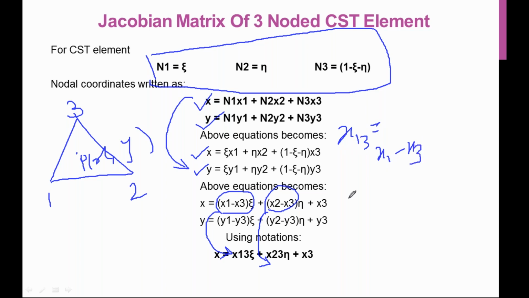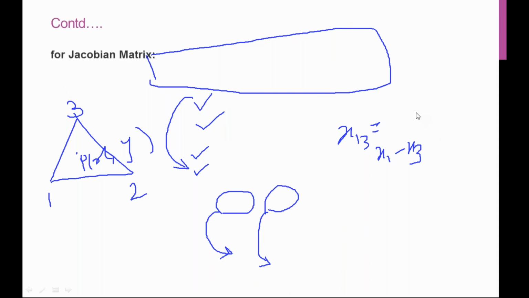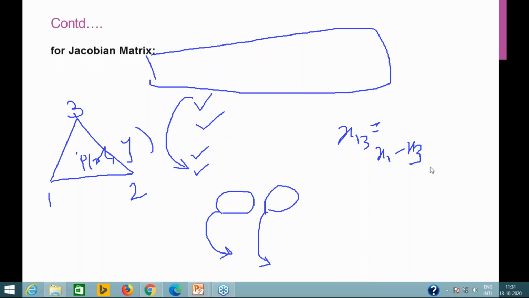It is a silly mistake. Some students made that type of silly mistake in the last academic year. So y is equal to, similarly, y1 minus y3, which is y13, zeta plus y23 eta plus y3. Okay, it is very simple.